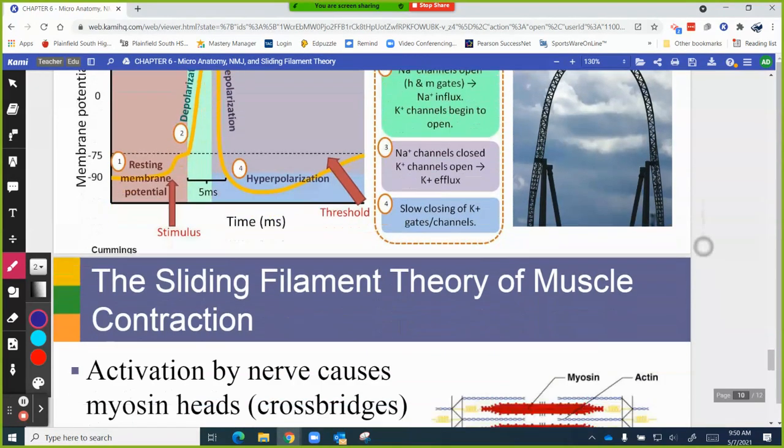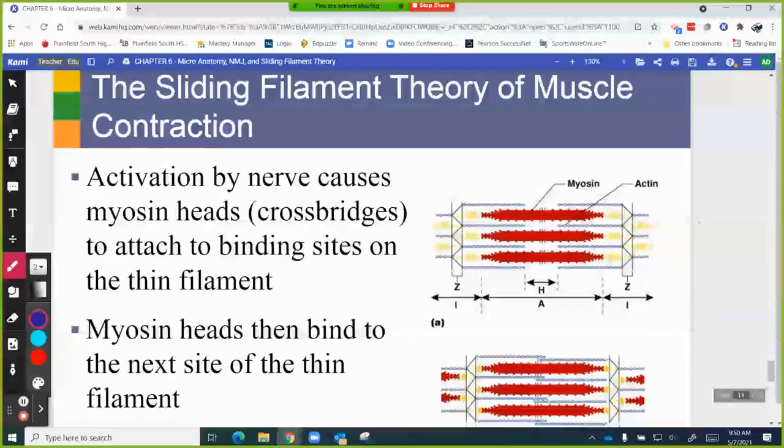The last thing I really want to quickly talk about is this thing called the sliding filament theory. I'm going to make this really simple. I don't think you need to write a whole lot of this down. All that's really going on here is the space between the actin fibers is simply being made smaller. Myosin reaches out, attaches itself to actin, and simply pulls it together. That's the whole idea behind the sliding filament theory: myosin is going to cause actin to slide together.